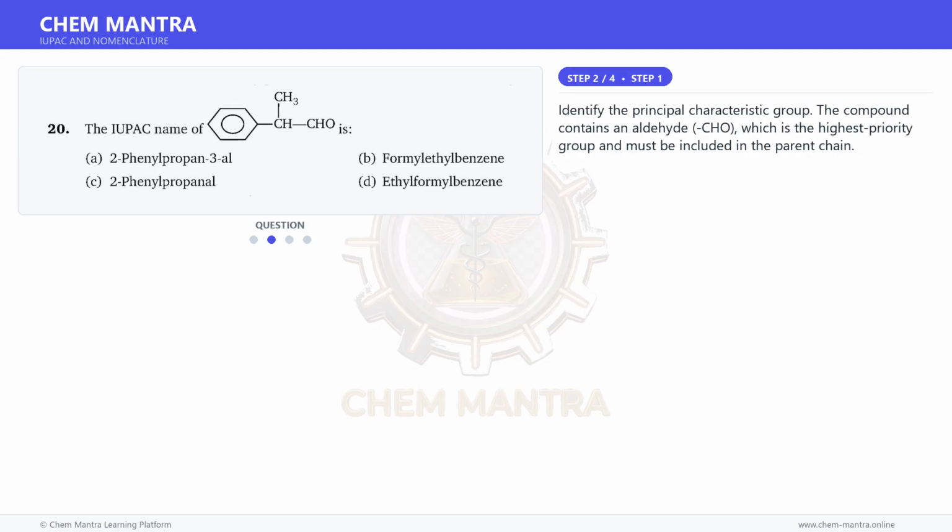Moving on to the next step. Identify the principal characteristic group. The compound contains an aldehyde, CHO, which is the highest priority group and must be included in the parent chain.